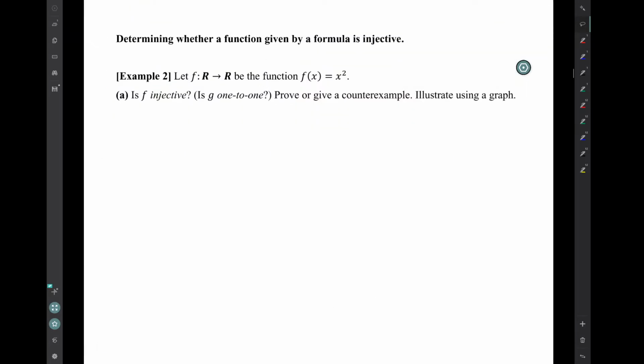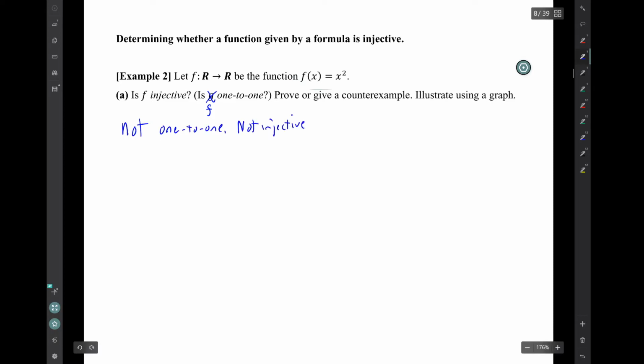So I want to talk now about functions given by a formula. In this example, let f of x be this function, f of x equals x squared. Is function f of x injective? And this should say, is f one-to-one? Prove or give a counterexample and illustrate using a graph. Well, this function is not one-to-one, so not injective.